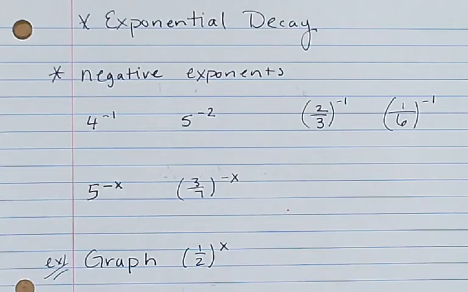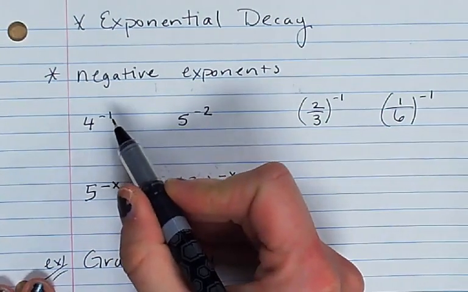This video is a review of the Edgenuity lesson Exponential Decay. So again, in this lesson, negative exponents come up, and just as a reminder, you can't have a negative exponent. I talked about this in the exponential growth video. So let's say here, 4 to the power of negative 1.